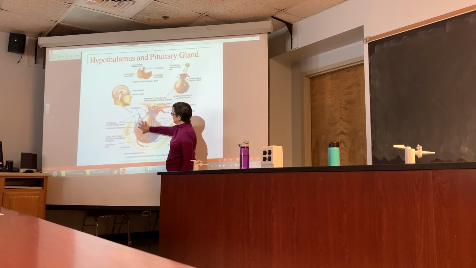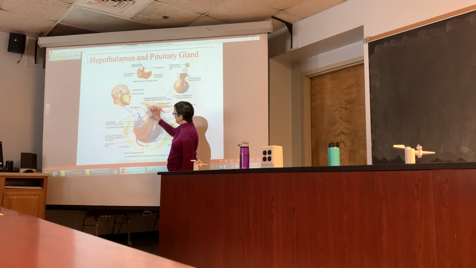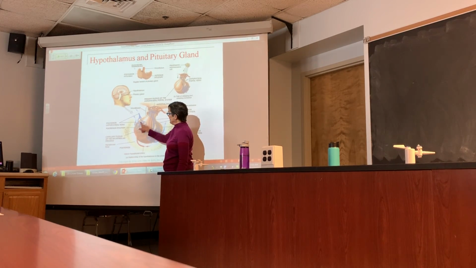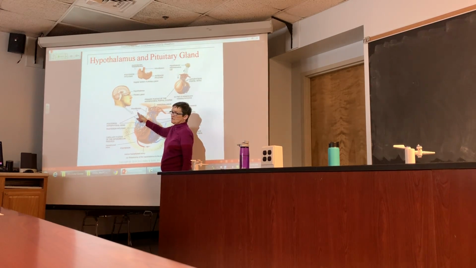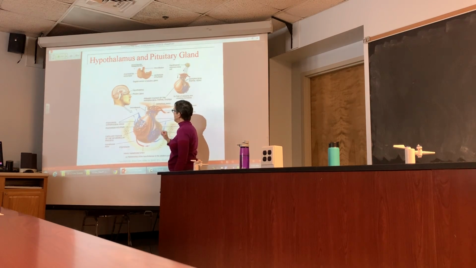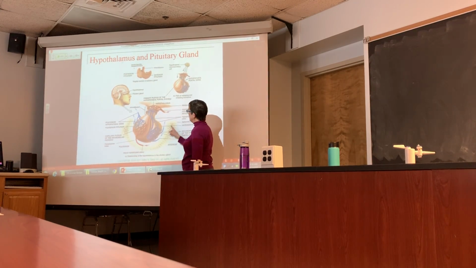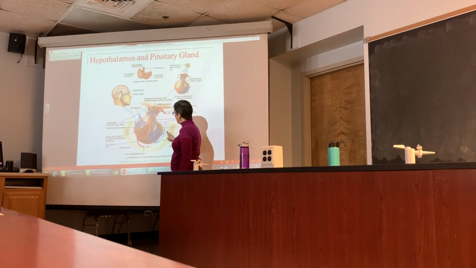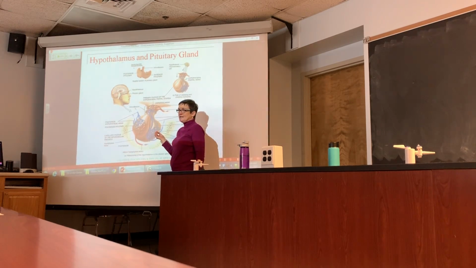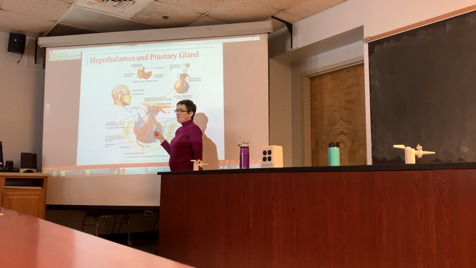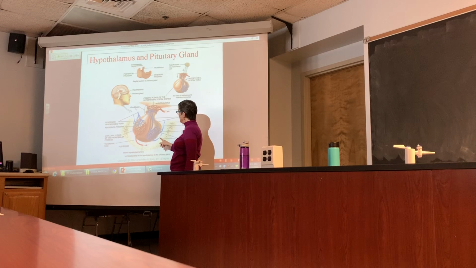Over here is the posterior pituitary. It doesn't have that circulatory pathway. Instead, it's got an artery leading to a capillary bed, and then a capillary bed emptying into a vein, which is normally how circulation works. We're going to talk more about that in a minute. The pituitary gland is about the size of a pea. It's not very big, even though it's a very important gland and produces a lot of hormones.